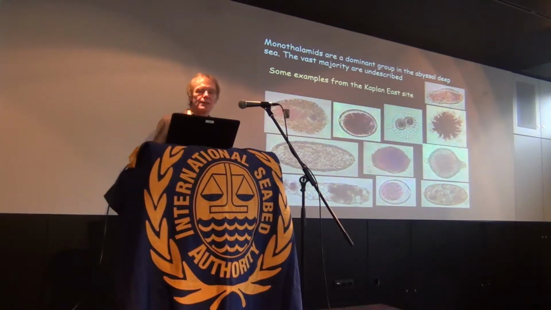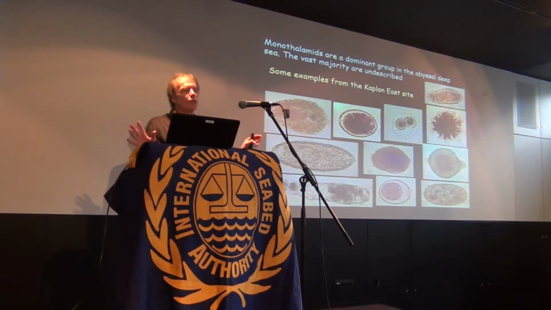So monothalamids are a dominant group in the abyssal deep sea, and the vast majority of them are undescribed. These are some examples from the Kaplan East site in the eastern part of the CCZ, and all these are undescribed even at the genus level.